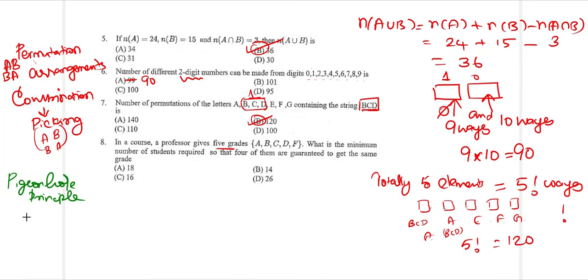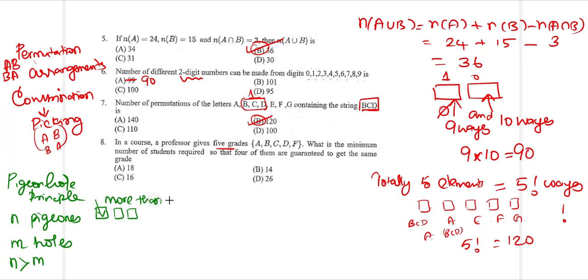suppose we have n number of pigeons, and we have only m number of holes, where the number of holes is less and the number of pigeons is more. In which case, if you are first allocating 1, 1, 1 in each, there will be extras because the number of holes is less. So at least one of the boxes will have more than one element or more than one pigeon. So this is the case called the pigeonhole principle.